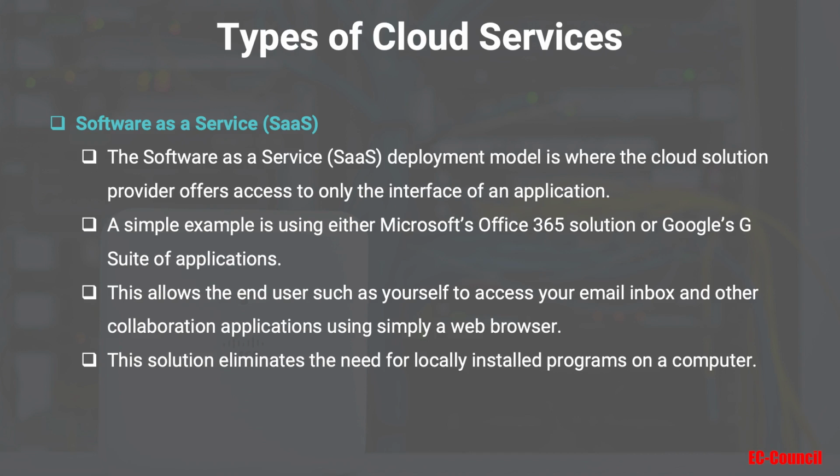An example of this is Office 365 or Google's G Suite of applications. If you're using their email service, you'd only have access to the web interface of your inbox. You will not have access to the backend coding, the hardware that is supporting the application, or even the operating system. Software as a service simply allows the end user, such as yourself, to access your email inbox and other collaboration applications simply by using a standard web browser. This solution eliminates the need for locally installed programs on your end user's computer.